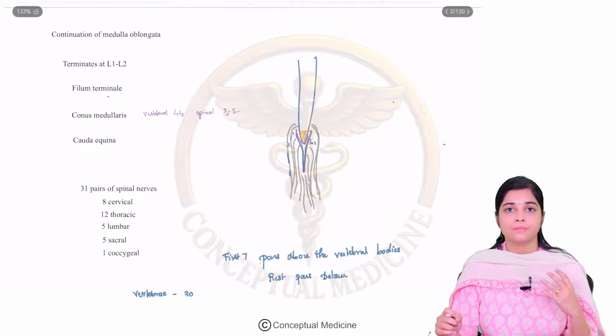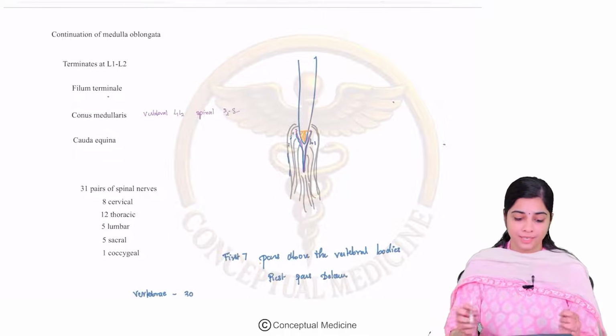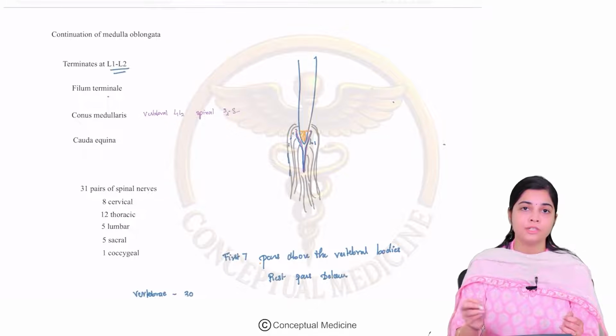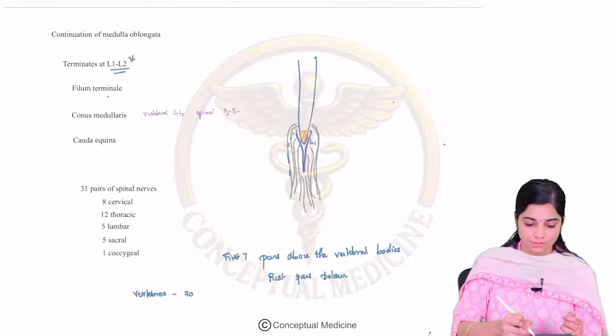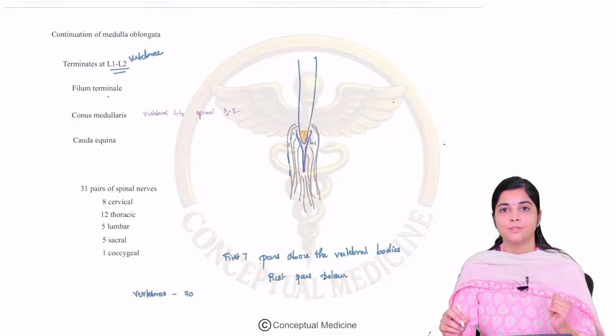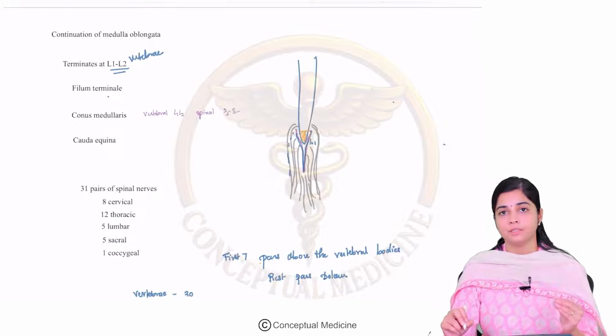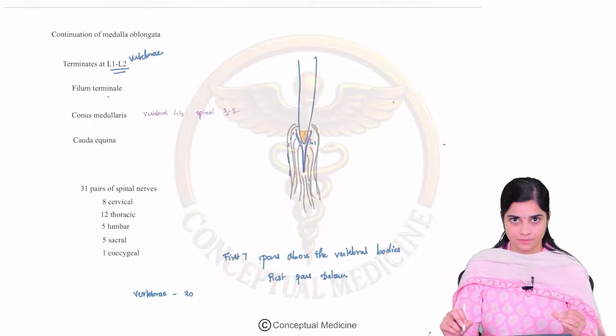The spinal cord is basically a conical structure which is the continuation of the medulla, and it terminates at the level of L1 or L2 vertebra, right? So it terminates at the level of your L1 or L2 lumbar vertebra. Okay, so there are certain important terms which you should be understanding when it comes to the spinal cord.